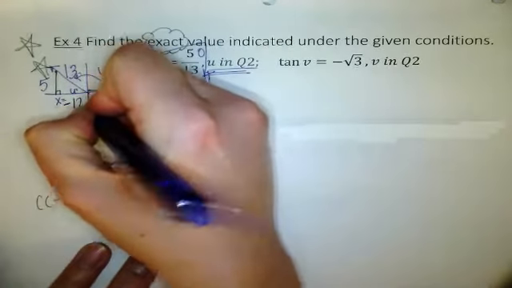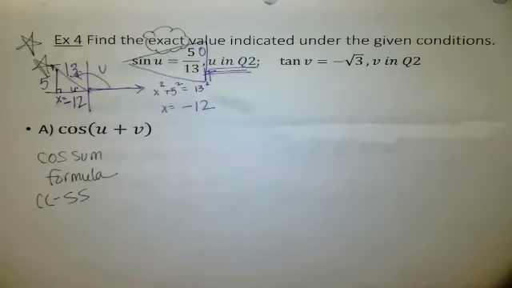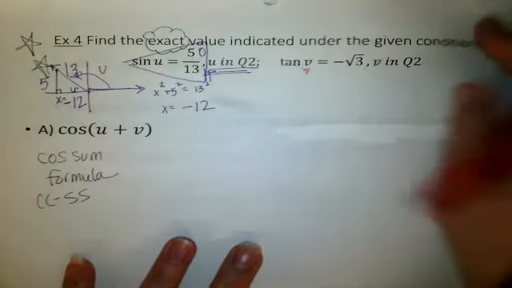Why negative 12? Because it's in quadrant 2. You're in negative x territory to the left. So it's got a negative value on it. Very good. I want to do the same thing with this other angle V.